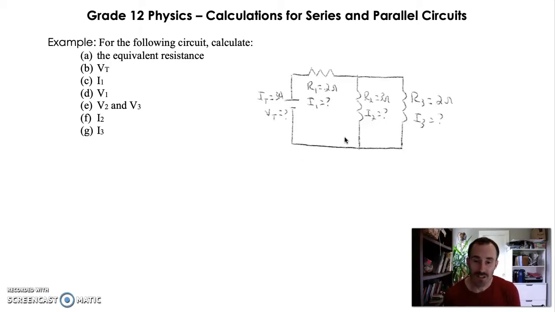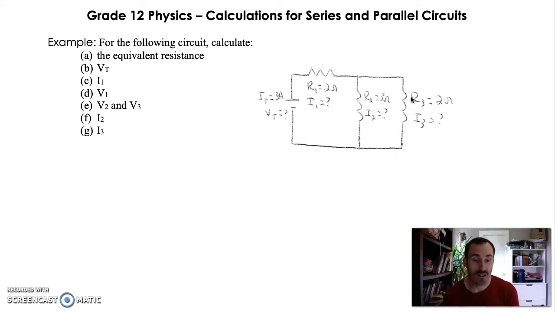We are given the total current, which is 3 amps, in case that's not clear. We're given the resistance of resistor 1, 2 ohms. This one's 3 ohms. This one's 2 ohms. And what we are supposed to find is the equivalent resistance and all these other things. Okay? So in the last video, we showed how to find equivalent resistance for a combination circuit. You just have to be careful about where you start.